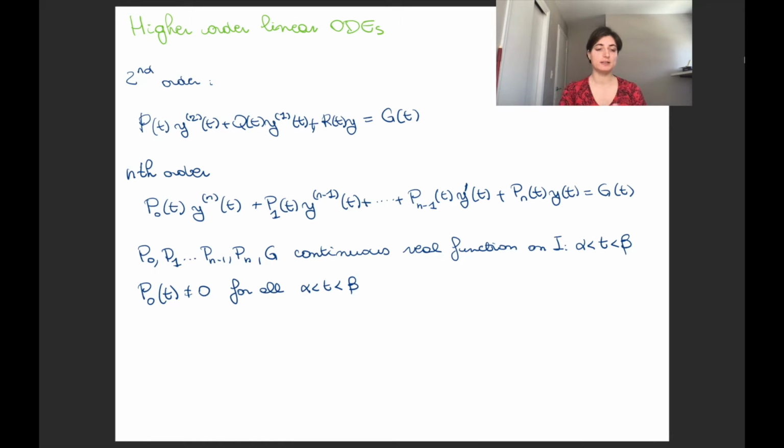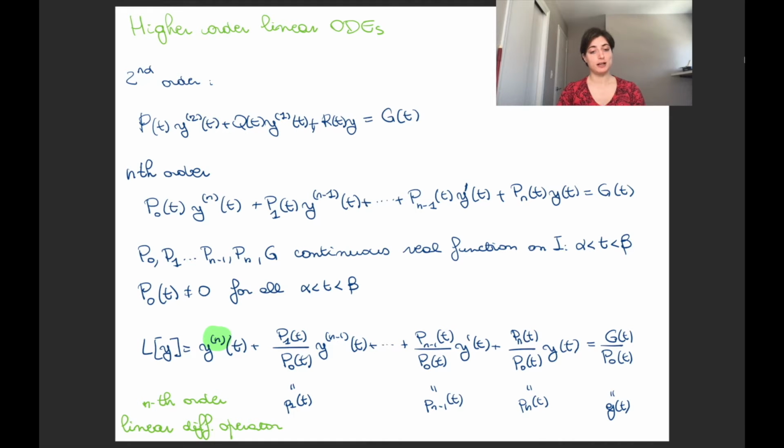We expect p1, p2, p3 up to pn and the forcing term g to be continuous real functions on an interval between alpha and beta for t. We also want p0 to be different than 0 for all values of t in that same interval.